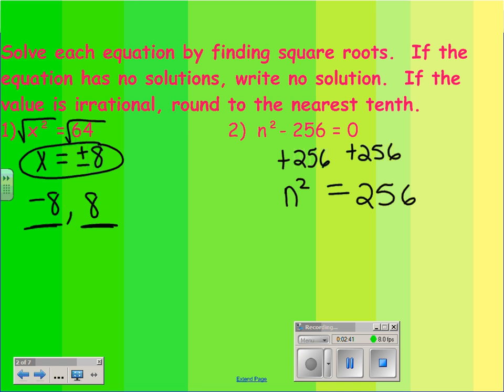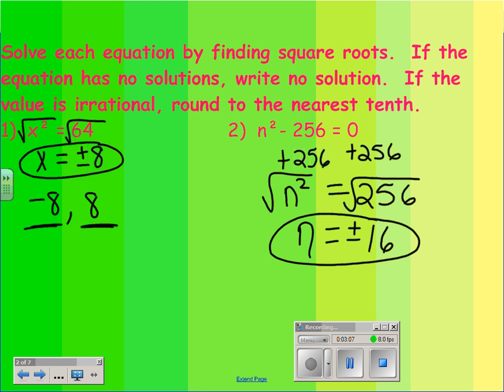From here, we have one more step. We're almost there. We're not trying to solve for n squared. We're trying to solve for n. So we're going to take the square root of both sides of the equation. The square root of n squared is n, and the square root of 256 is 16. And just like in the last example, it could be positive 16 times positive 16, or negative 16 times negative 16. So we have to make sure we include both answers for our solution set.